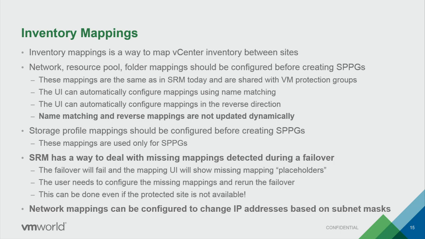Obviously, if this happens, we have built-in protection to deal with it. If as part of the failover we discover that one of the mappings is missing and we don't know where to put the VM, we go and add what we call a placeholder mapping, saying that this resource pool doesn't have a mapping or this network doesn't have a mapping. And then we fail the failover workflow. After this, you go to inventory mappings and map those entities to what you want to be used as part of the failover. And after this, you rerun the failover.